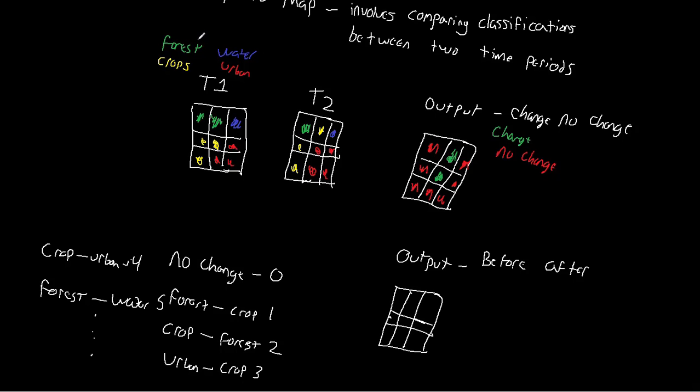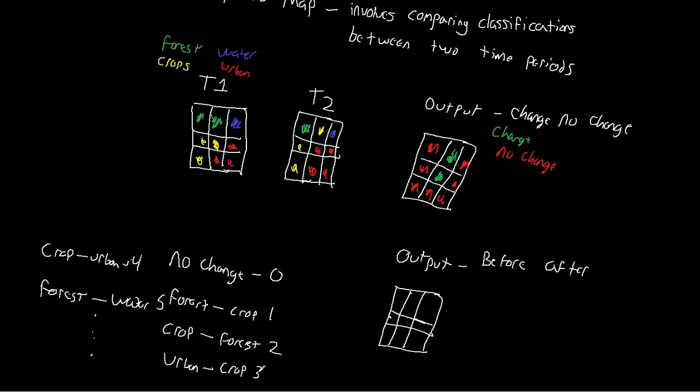So each unique combination represents a different output. I know that's a little confusing, so I want to go back and repeat. If we have no change, if it's forest to forest, water to water, urban to urban, we might classify that as a 0. Any other type of change now is not just going to be called change. It's going to be given a unique number based on which type of change it was. Forest to crop, we'd call this 1. Crop to forest, we'd call this 2. Urban to crop, we call this 3.